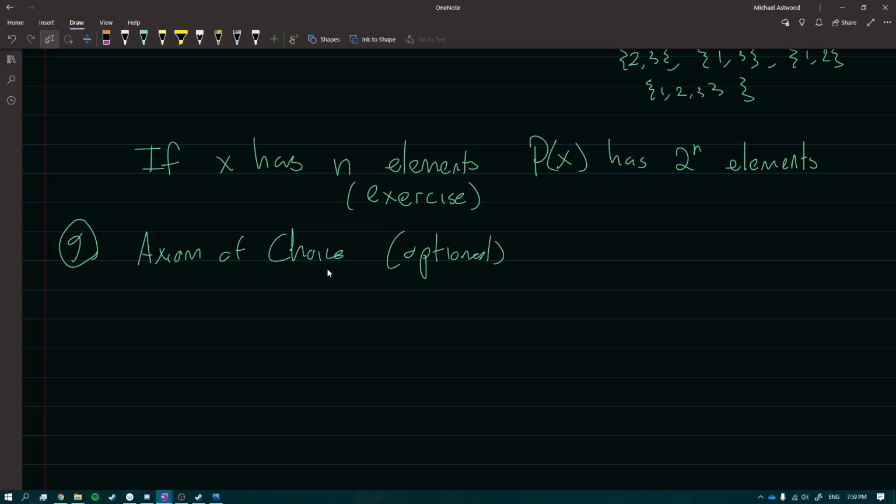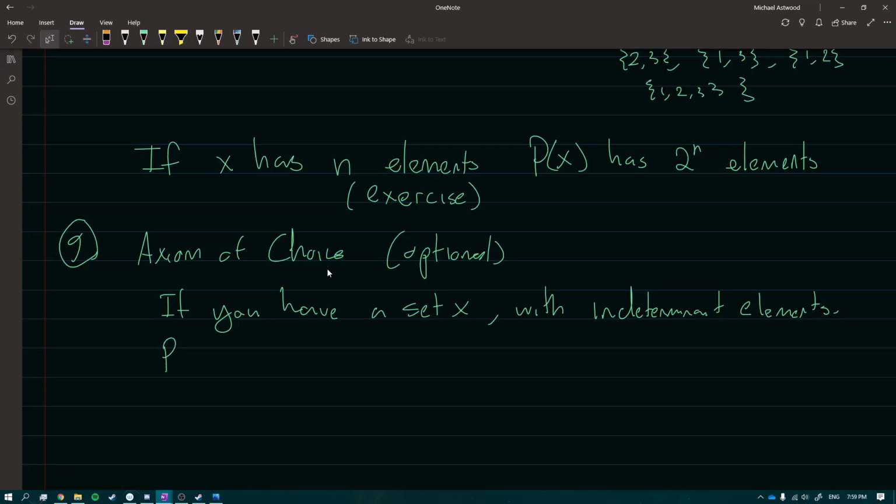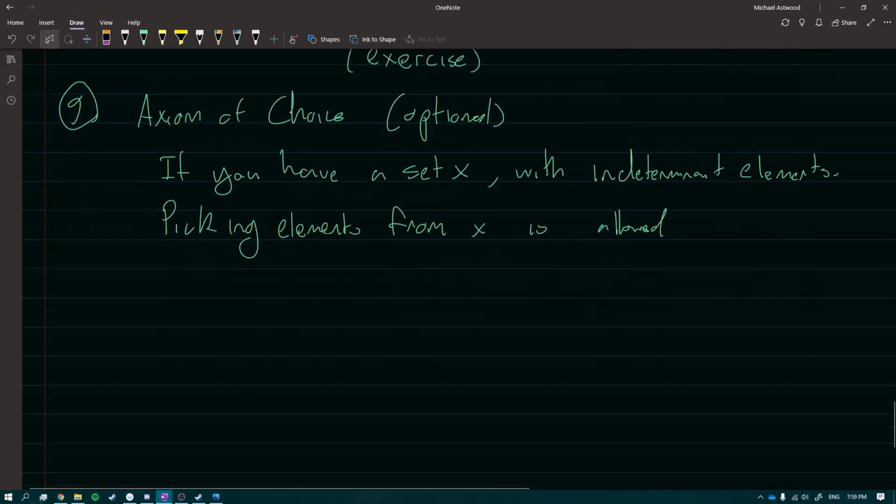But the axiom of choice basically tells you that if you have a set X and you don't really know what's in the set, so it's got indeterminate elements, well, you can pick an element. Picking elements from X is allowed. So, for example, R, the real numbers.